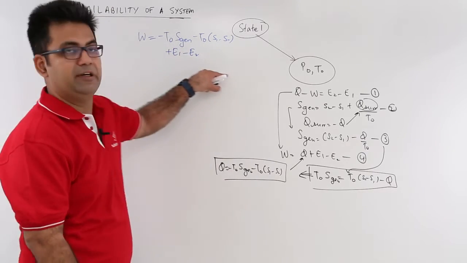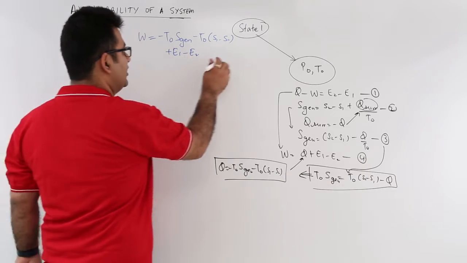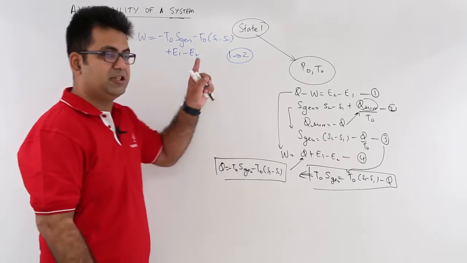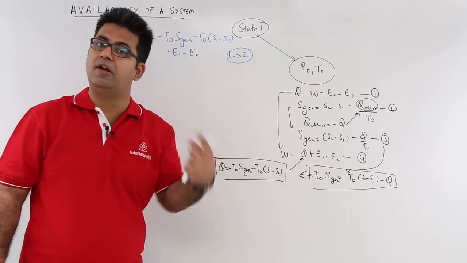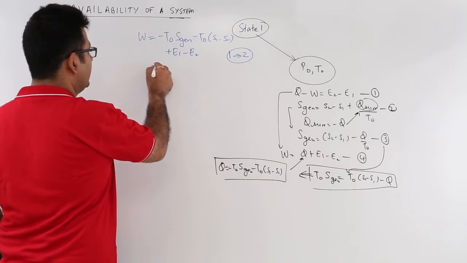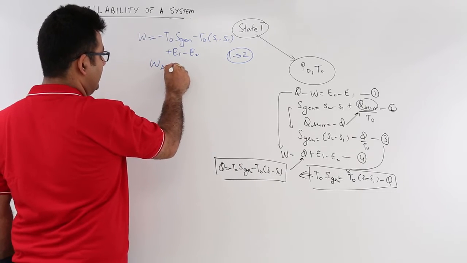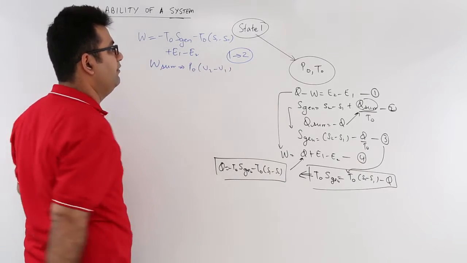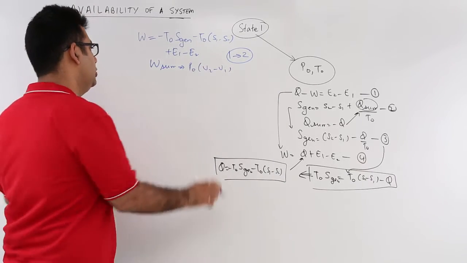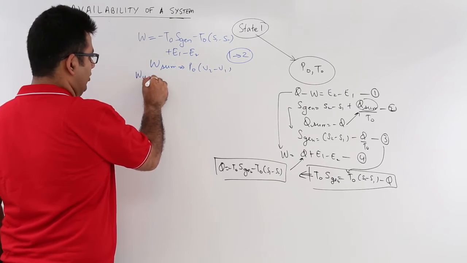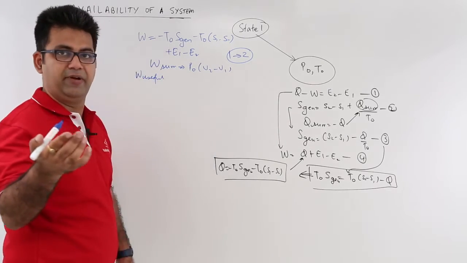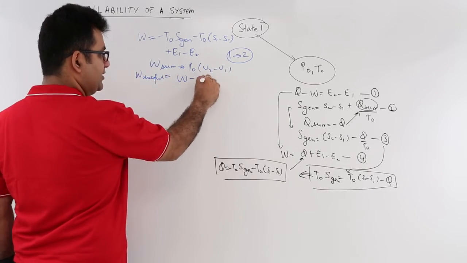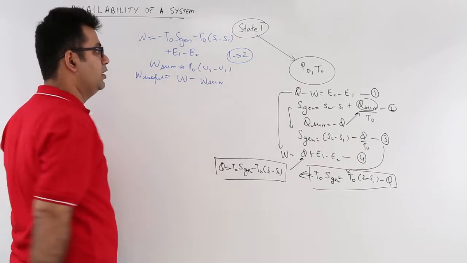So this is the work done when going from state 1 to state 2. Now during this work, there is also some surrounding work. The surrounding work being done in going from state 1 to state 2 is P0 into V2 minus V1. The useful work that you get, because that is what we want to find the availability, is equal to the work in going from 1 to 2 minus the surrounding work.